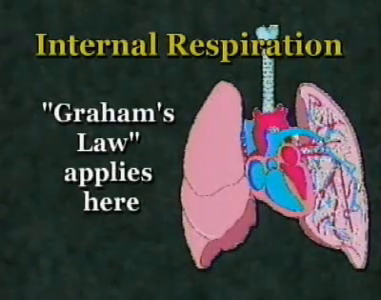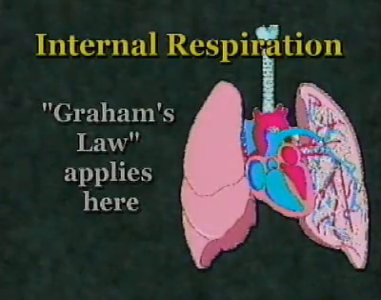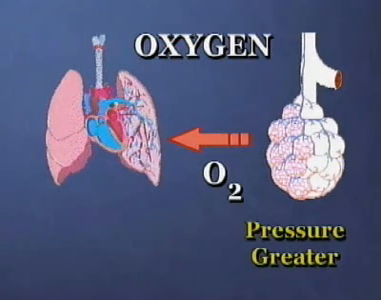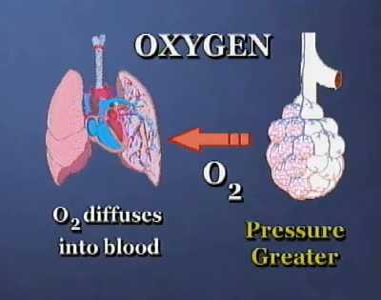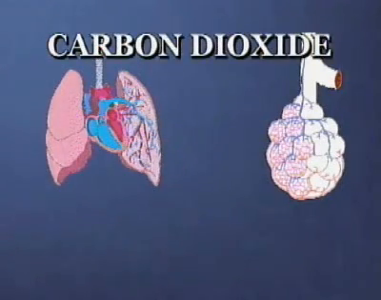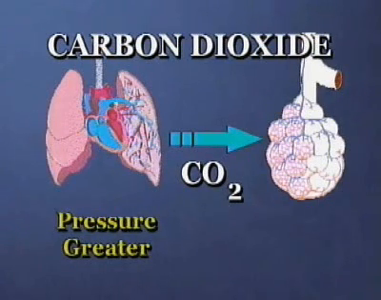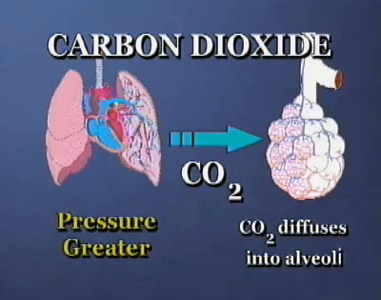The principle of Graham's law also applies here. If within the alveoli the pressure of oxygen is higher than the pressure of oxygen returning from the cells by way of the circulatory system, then oxygen will be diffused into the blood. The same principle applies to carbon dioxide. If the pressure of carbon dioxide is lower in the alveoli than the pressure of carbon dioxide returning from the cells, then carbon dioxide will be diffused into the lungs to be expelled.